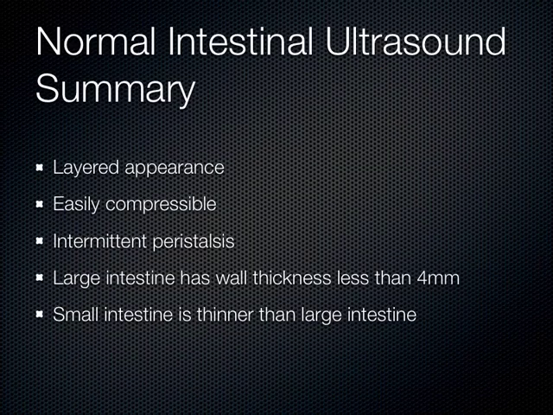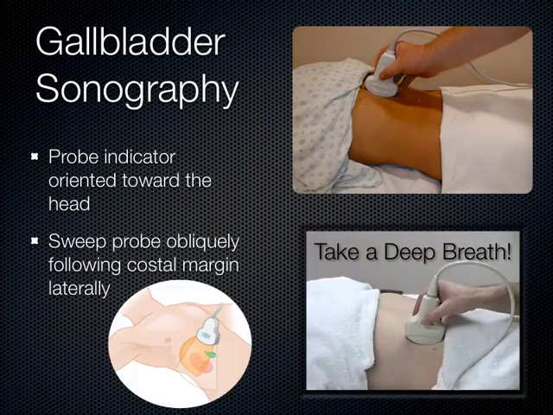Okay, so just to summarize what we've been talking about so far before we move on to the next topic: normal intestinal ultrasound, which you're going to see today, shows a nice layered appearance, easily compressible. You should see intermittent peristalsis, and the large intestine should have a wall thickness less than 4 millimeters. Small intestine is less than that. Moving on now to the gallbladder.